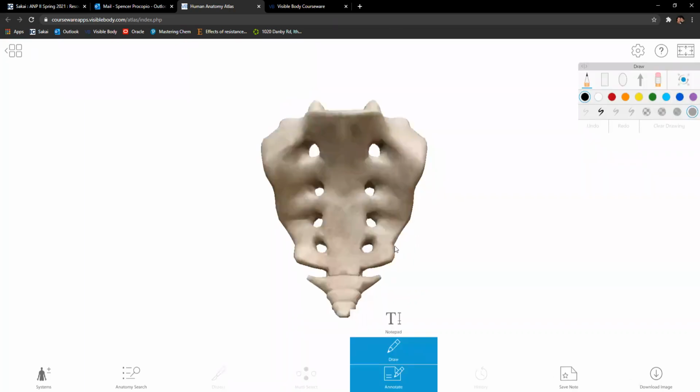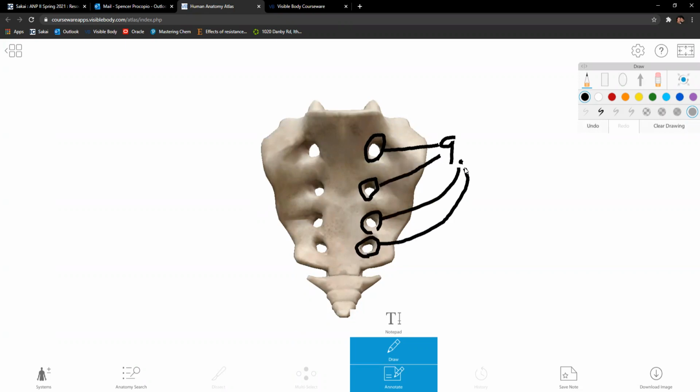Okay, so now we're going to be looking at the anterior side of your sacrum and coccyx, and we're going to be looking at 2 more bony landmarks. So first, number 9, I believe, we will be looking at these holes right here. So just like I pointed out on the other side, or the posterior side, we're now going to be looking at those holes from this side, the anterior side. So what are those called?